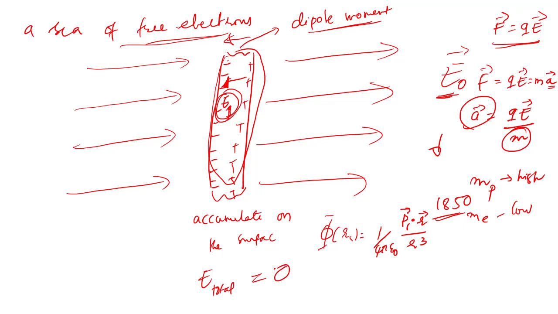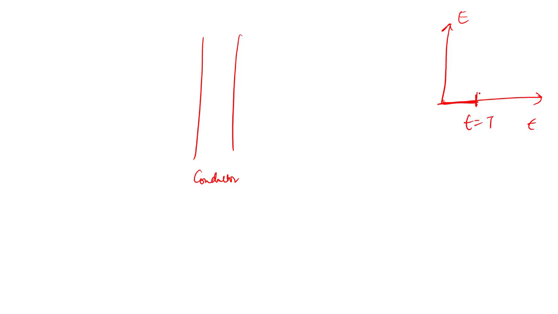Now, another thing that you have to consider is that when you apply an electric field, there is no electric field to begin with. If I plot electric field as a function of time, so let's do this on the next slide. So I place a conductor here. This is a conductor. Let's call this electric field, and this is time. So there is no electric field here, and at some time t equal to capital T, I turn on the electric field, right? So I turn on the electric field.